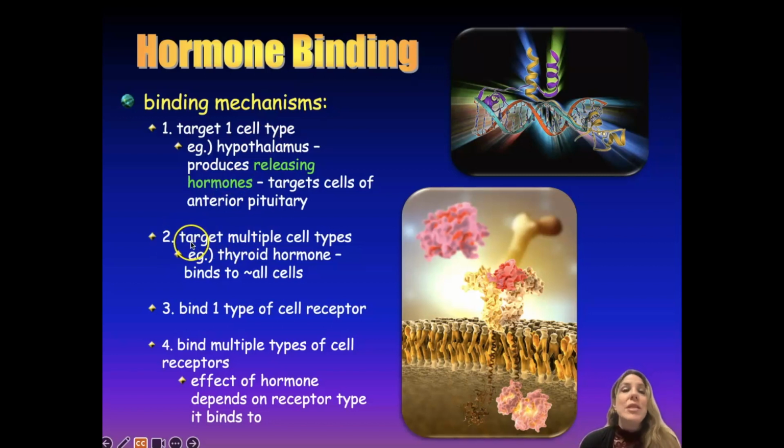In other cases, there are hormones that can actually target multiple cell types. So an example of this is thyroid hormone, which is actually able to target pretty much all the cells of the body. They'll all be receptive to that hormone. And then there's hormones that can reach more than one type of cell, but they only bind to one type of cell receptor. So even though they're reaching many cells with many different receptors, they'll only be receptive to one type of receptor. And then there's cases where the same hormone can bind to many different receptor types, but the effect of that hormone on that cell will depend on which receptor received the hormone. So different receptors will end up producing different effects on the cell. So those are just some mechanisms by which hormones can actually bind to receptors and target cells.